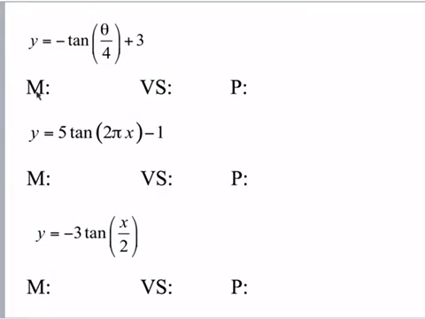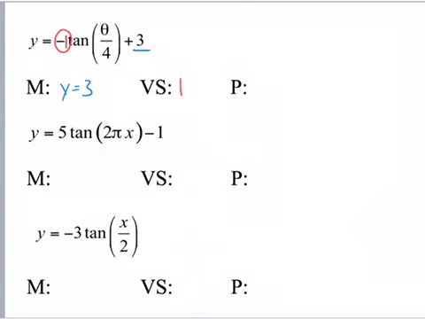I want to write the midline, vertical stretch, and period for this right here. Well, your midline is always going to be that number at the end. It's your vertical shift. So this number is going to be your midline. No matter if it's a tangent or a sine, they're all the same. All right? Now, vertical stretch is the same thing as your amplitude for a sine graph. So for your vertical stretch, it's this number in front. So that'd be it right there would be a 1.